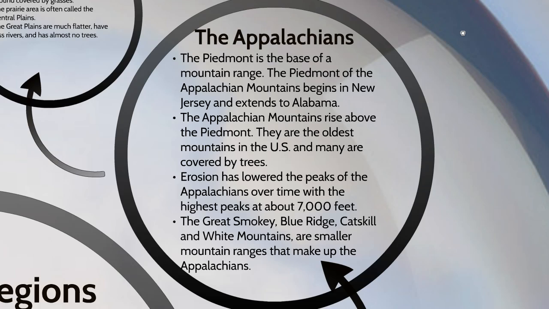The Appalachian Mountains rise above the Piedmont. They are the oldest mountains in the U.S., and they are covered by trees. They're very old mountains, and so erosion has worn away at the peaks, and the highest peak in the Appalachians is 7,000 feet. A lot of people will go on vacation. They'll say they'll go to the Great Smoky, Blue Ridge, Catskill, White Mountains. They're all smaller mountain ranges that are part of the larger Appalachian mountain range.